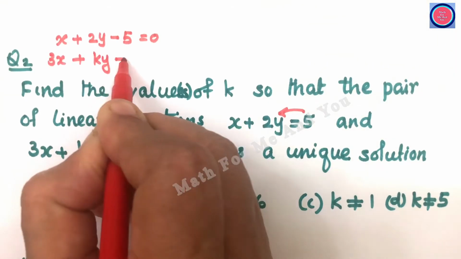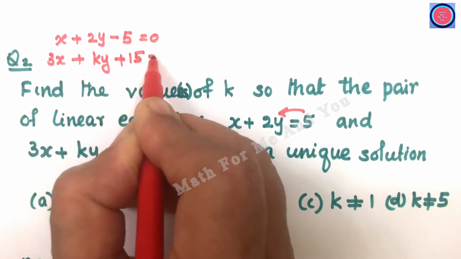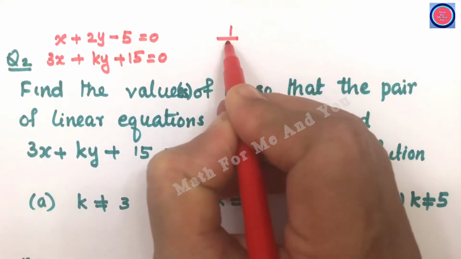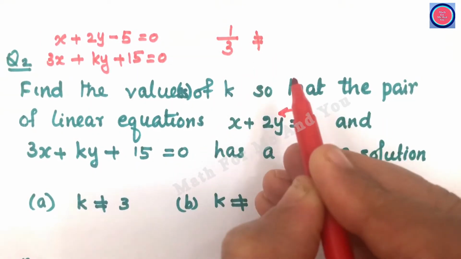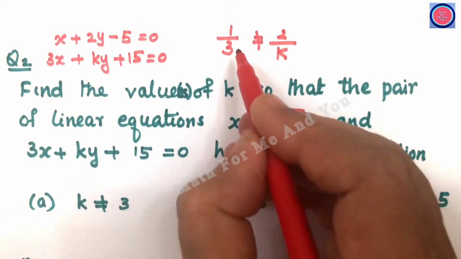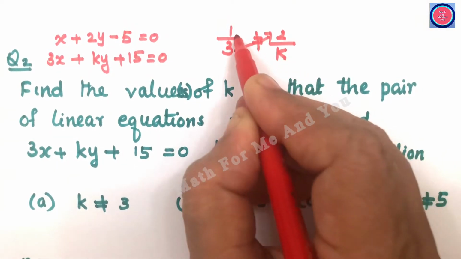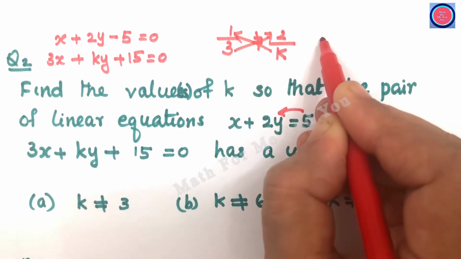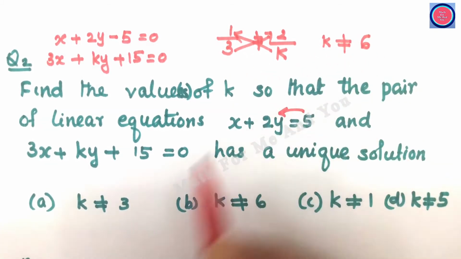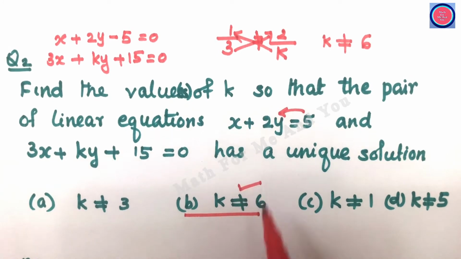The second equation is 3x plus ky plus 15 equals 0. a1 and a2 are the coefficients of x. So we get a1 is 1 and a2 is 3. 1 by 3, and the condition is not equal to b1 by b2, that is 2 by k. To get the value of k, we can cross multiply. 1 times k not equal to 3 times 2, that is k not equal to 6. So the correct answer is option B, k not equal to 6.